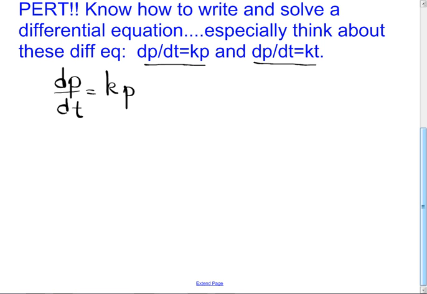And by the way, you guys, this is on the exam. This is going to be a multiple choice question. Could be in the free response, but I've seen it all the time. Some variation of this.